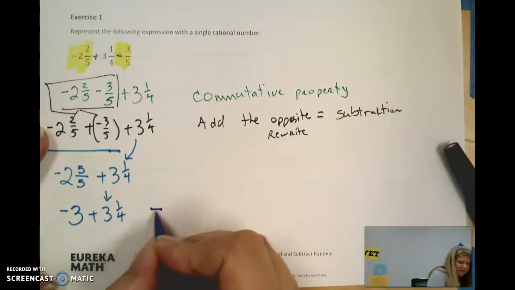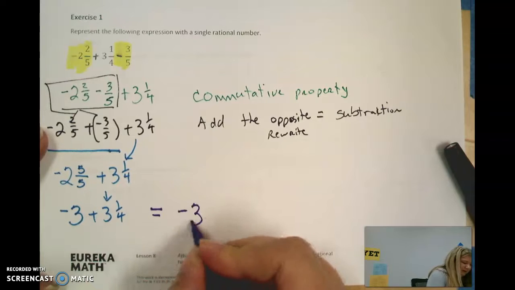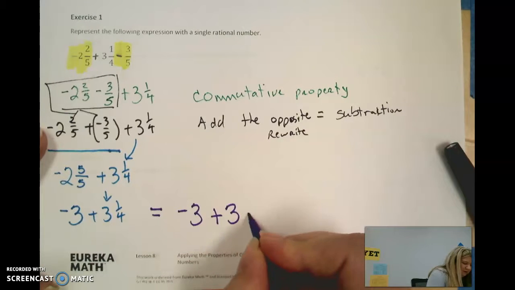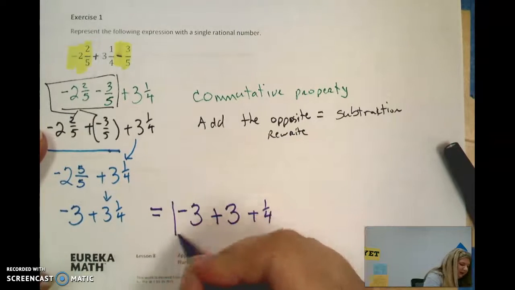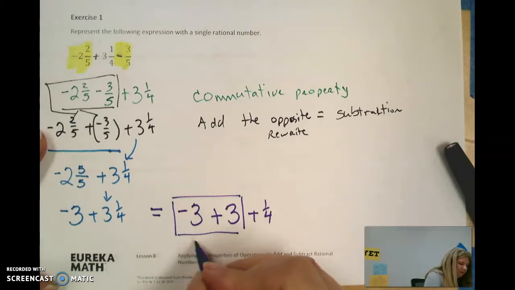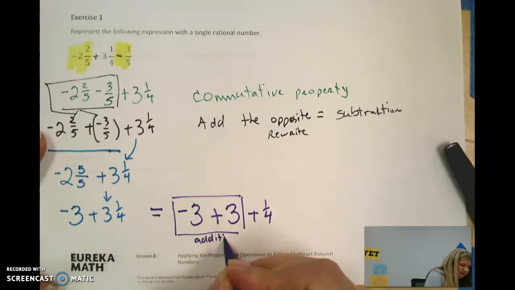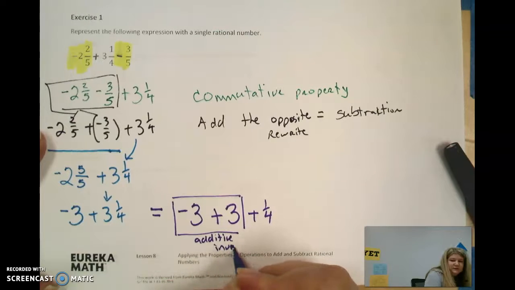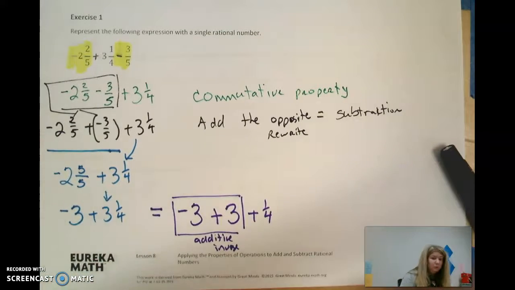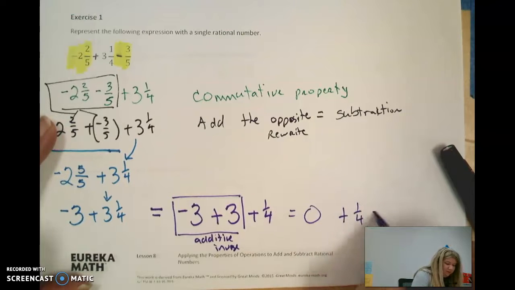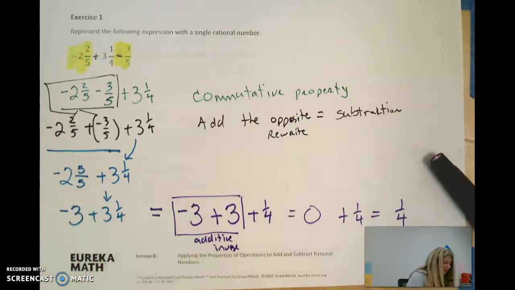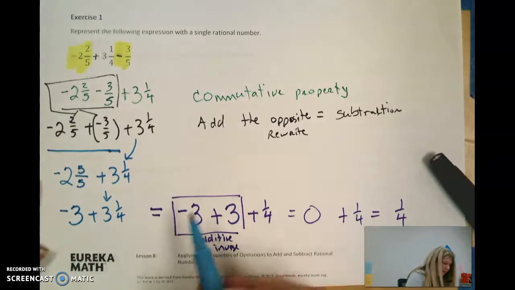When I rewrite this negative 2 and 5/5 is negative 3, watch what happens if I just kind of break this down. Negative 3 plus 3 plus 1/4. And I did that so that I would have, right here, additive inverses, because that makes 0, which means I have 0 plus 1/4, which is 1/4. I need to go back and put in the things I did. Okay, so what did I do?